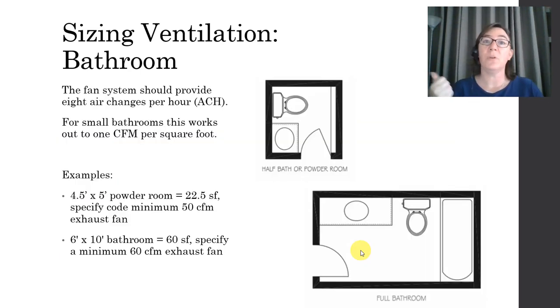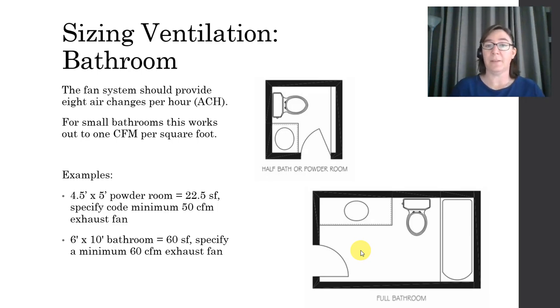Let's start by talking about that rule of thumb for small bathrooms. In general, all of these sizing recommendations are based on the idea that you need to provide 8 air changes per hour. For small bathrooms, this works out to be roughly 1 CFM per square foot.